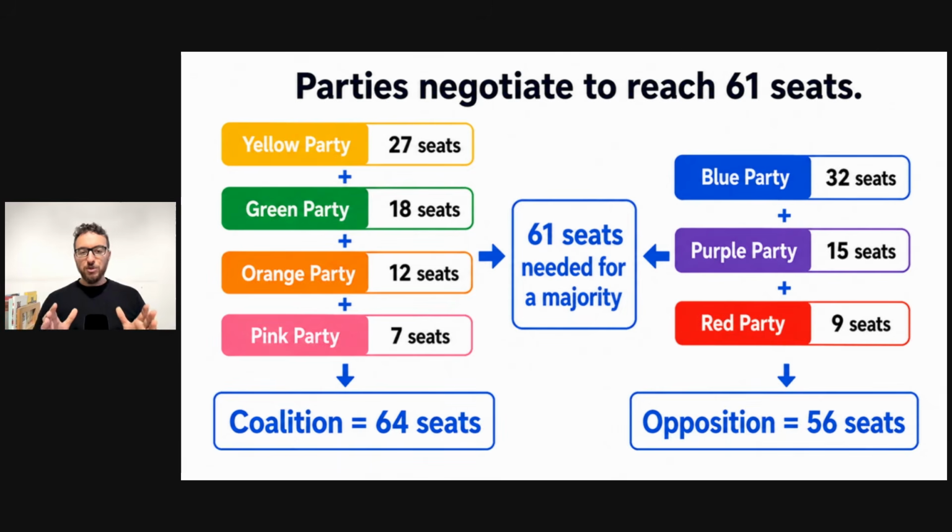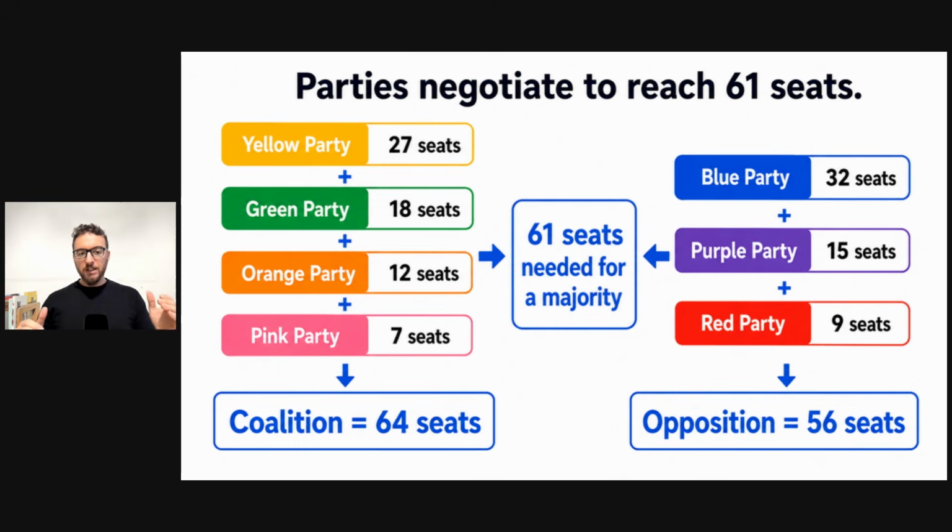If we condense it into a sentence, forming a government means finding enough parties that are willing to govern together. So let's say this is our voting turnout. We have the blue, the purple, and the red parties who are in one political camp, and they have 56 seats between them. And then on the other side of the aisle, we have yellow, green, orange, and pink, who have 64 between them.